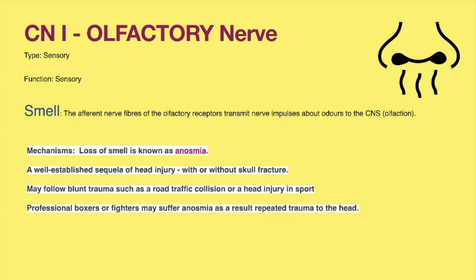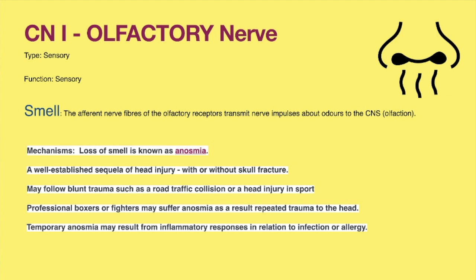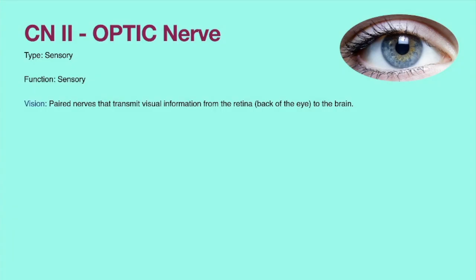And we do know that lots of professional boxers or fighters often suffer a loss of sense of smell as a result of repeated trauma over time. And we also know that temporary losses can occur in response to inflammatory processes or in relation to infection or allergy. What's interesting at the moment, I guess, with COVID-19 is one of the key signs that you pick up with that is a loss of taste and smell, and certainly there's lots to be considered with regard to that. So there might be another potential reason for adding this to your skill set at the end of the day. Okay. Number 2, optic nerve, again a sensory nerve.